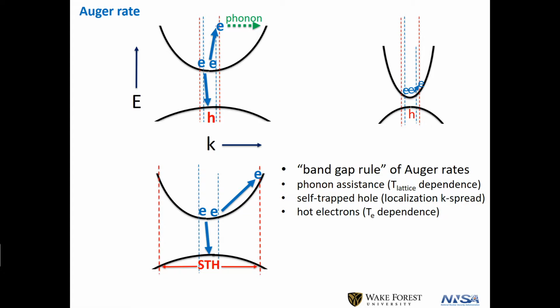Narrow gap materials have no problem making it go. And so what do we think is going on? The self-trapped hole localizes the hole. That means it spreads its momentum over the entire Brillouin zone. So there's plenty of momentum, we think, to cause grief, because that's what it does.